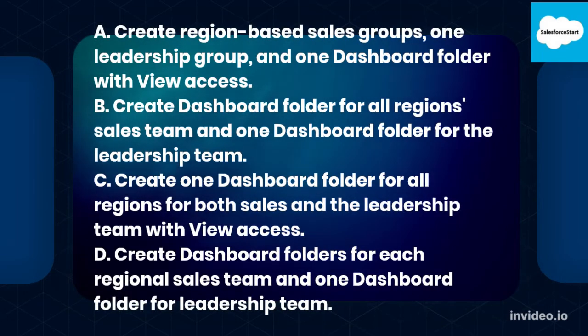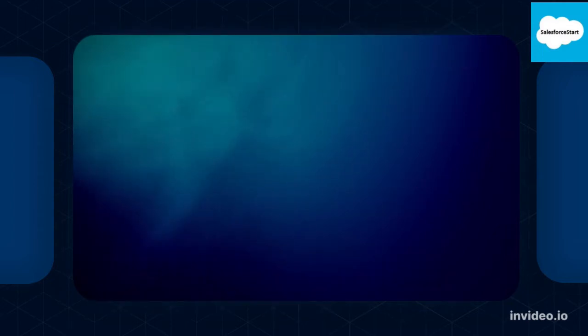A. Create region-based sales groups, one leadership group, and one dashboard folder with view access. B. Create dashboard folder for all region sales team and one dashboard folder for the leadership team. C. Create one dashboard folder for all regions for both sales and the leadership team with view access. D. Create dashboard folders for each regional sales team and one dashboard folder for leadership team.